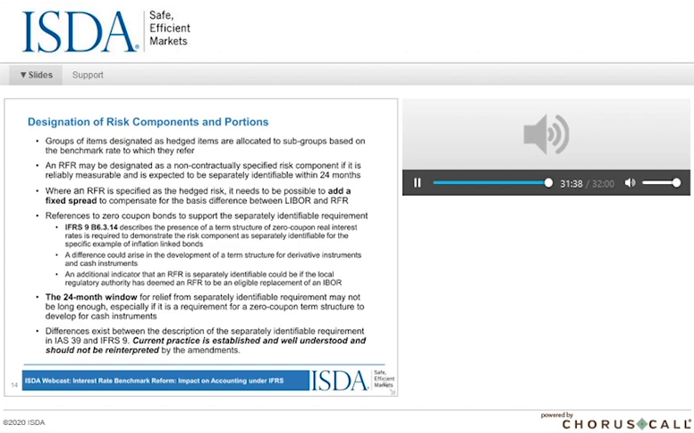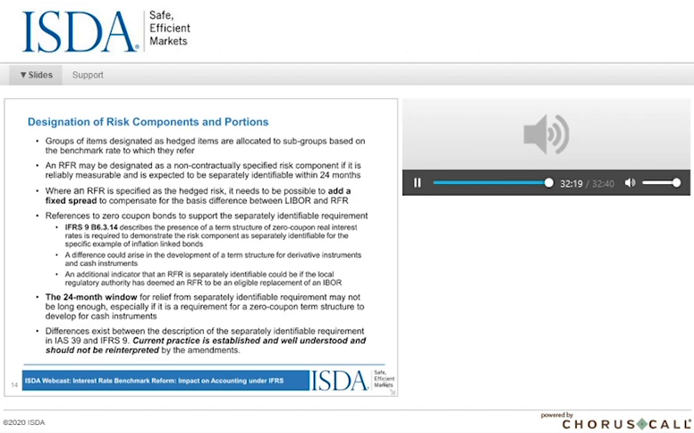The exposure draft included references to zero coupon bonds to support the separately identifiable requirement. In existing IFRS 9, it describes how the presence of a term structure of zero coupon real interest rates is required to demonstrate the risk component as being separately identifiable for the specific example of inflation-linked bonds. ISDA's members noted that in practice, a difference could arise in the development of term structures for derivative instruments and cash instruments. As mentioned a moment ago, it will not necessarily be the case that a term structure will develop for both cash and derivative instruments in the same RFR at the same time.